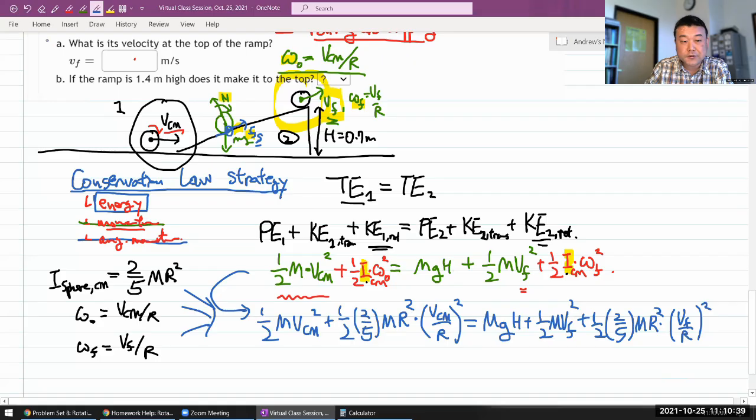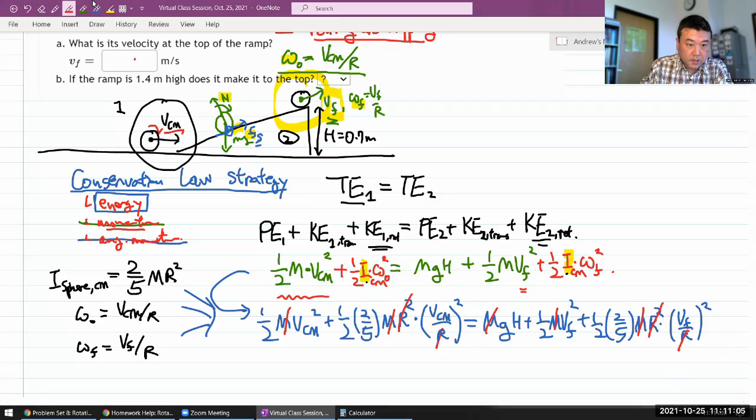And I hope as you stare at this, you see beautiful cancellations. Masses cancel out of every single term. So it's great. We don't need a mass. And another cancellation you get is radius cancels out. This r squared will cancel out this r squared. So you don't need to know the radius. The final result we get doesn't depend on the size of the bowling ball.